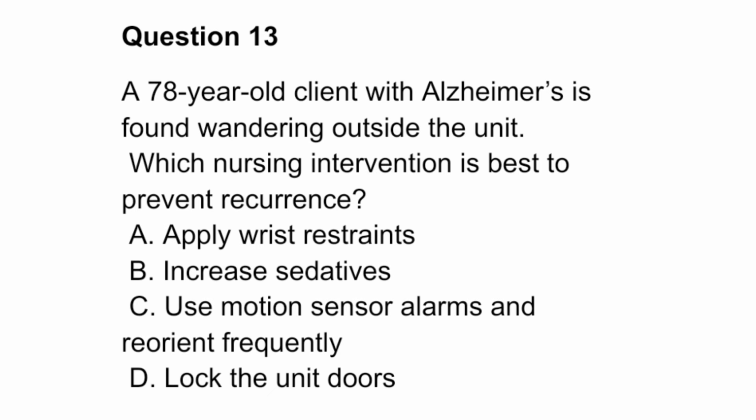Question 13. A 78-year-old client with Alzheimer's is found wandering outside the unit. Which nursing intervention is best to prevent recurrence? A. Apply wrist restraints. B. Increase sedatives. C. Use motion sensor alarms and reorient frequently. D. Lock the unit doors.